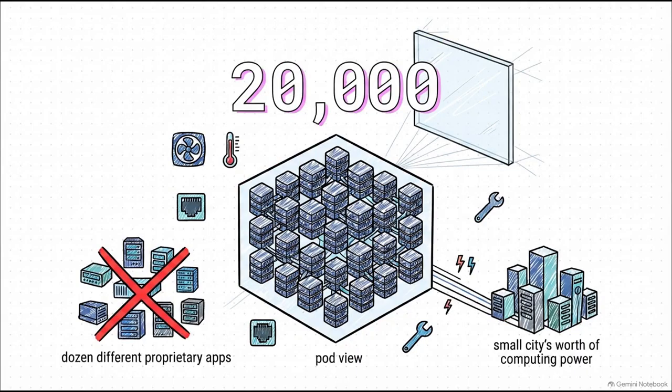And scale is the magic word here. 20,000. SCC uses this highly optimized pod view visualization, which means you can monitor up to 20,000 hosts from a single pane of glass. Think about that for a second. You go from bouncing between a dozen different proprietary apps to managing what is essentially a small city's worth of computing power on one screen.